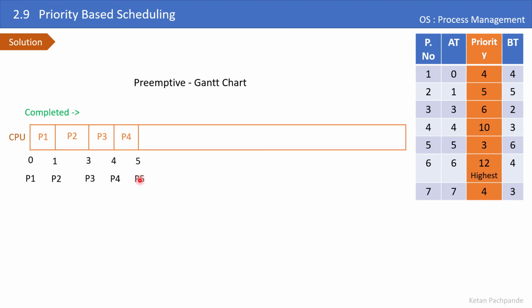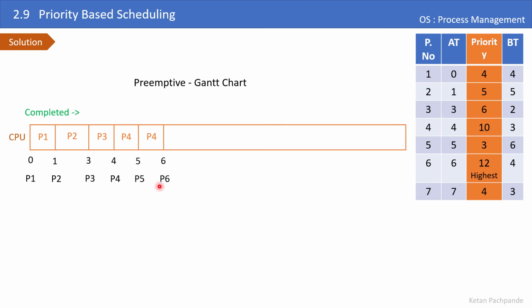At time 5, process P5 is arriving, but here the process P5's priority is lesser, which is 3, than the running process. Running process priority is 10. So at this moment, I don't have to preempt the process P4. It will continue the execution.